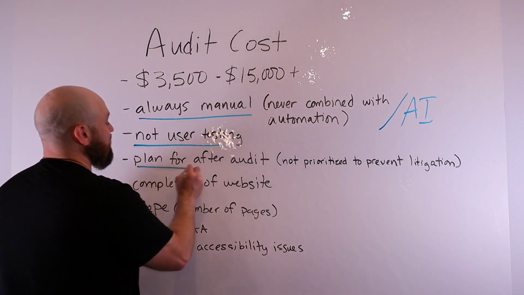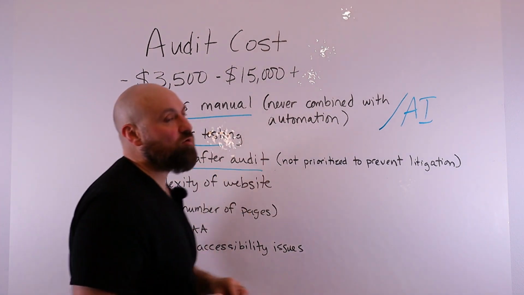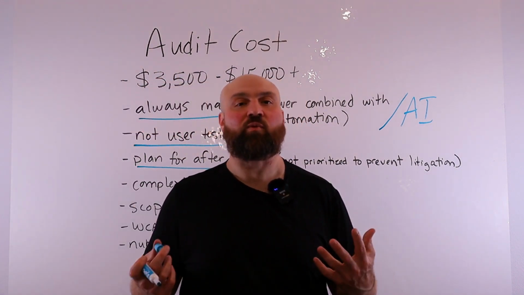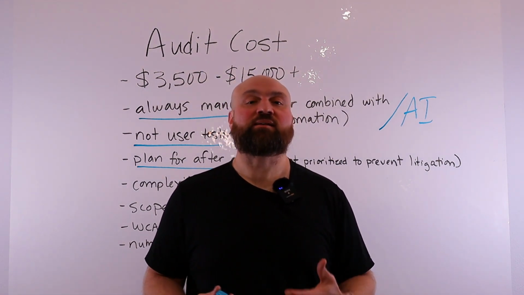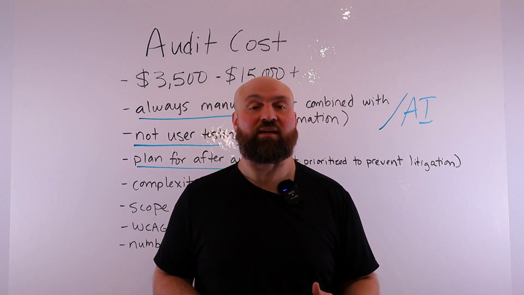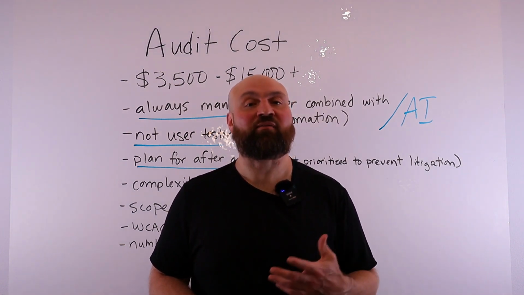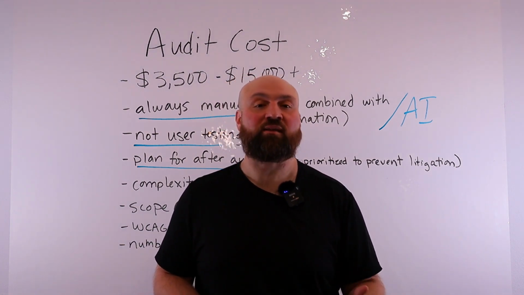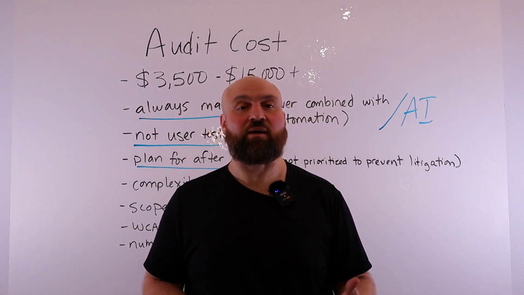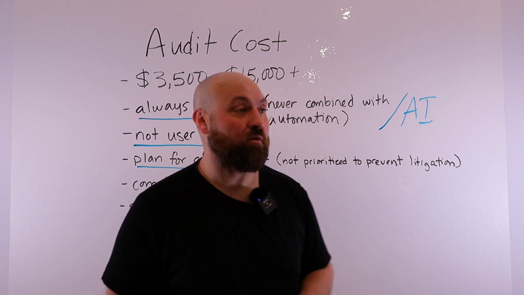Also, we need to plan for after we get the audit. So many clients get the audit and then they don't know what to do, or they think they've done more than they have. All an audit does is tell you the accessibility issues that reside on your website. That's it. You haven't actually done anything to remediate or fix those issues. Once you get the audit, you need to be able to take action on the audit, and you need to decide how you're going to go about that.